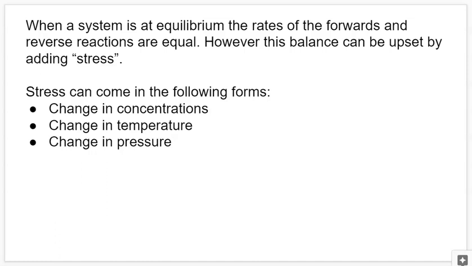Now, today we're going to talk about how the balance between the reactants and products can be upset by adding stress. And what we mean by that is taking a system that is already at equilibrium and then changing it somehow. And these stresses, these changes, can come in the following forms. A change in concentration, so either we're changing the concentrations of the reactants or products, changing the temperature of the system, or in some cases, changing the pressure of the system.